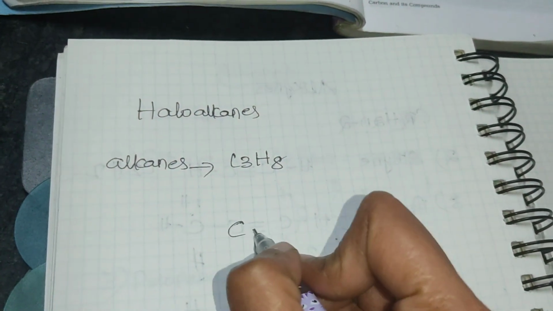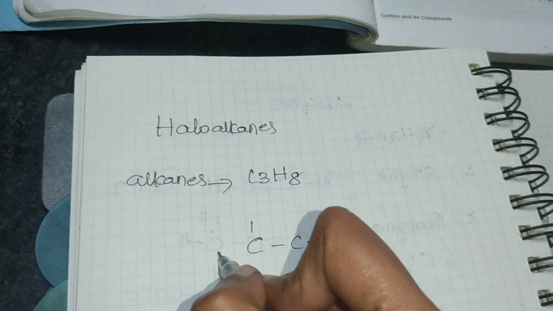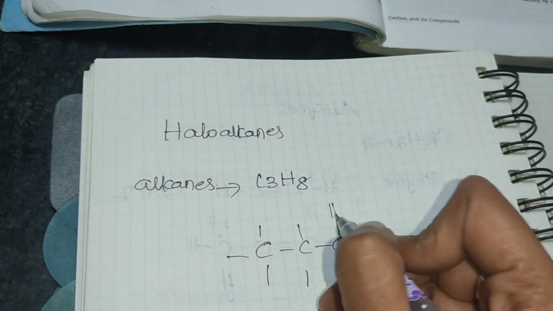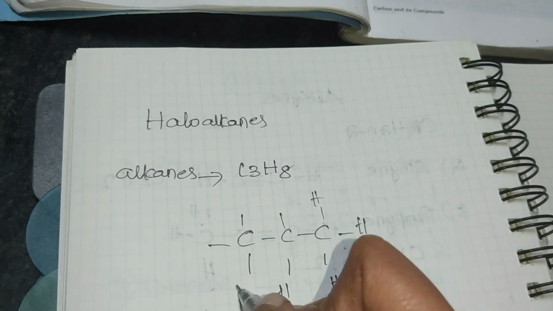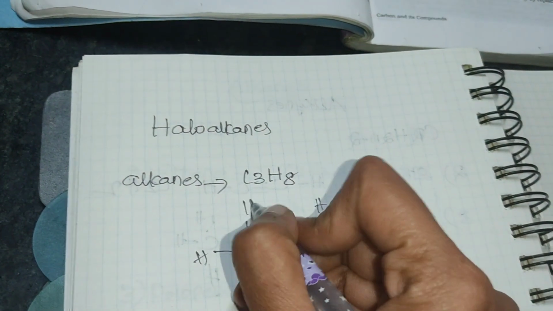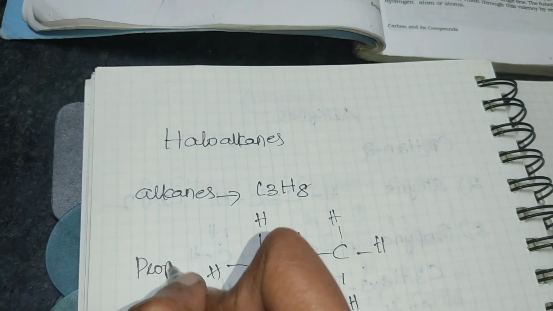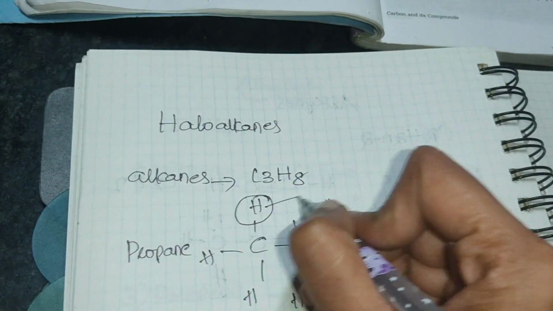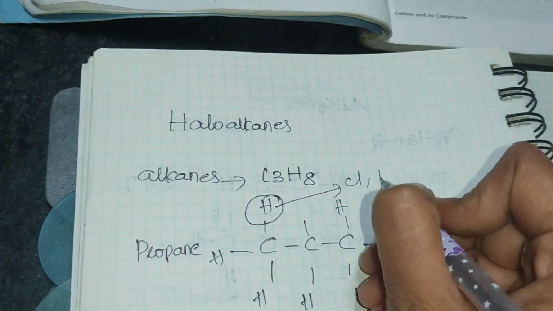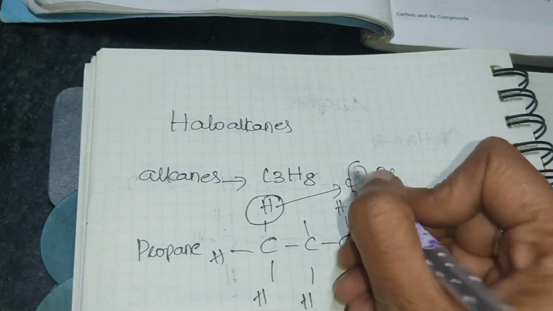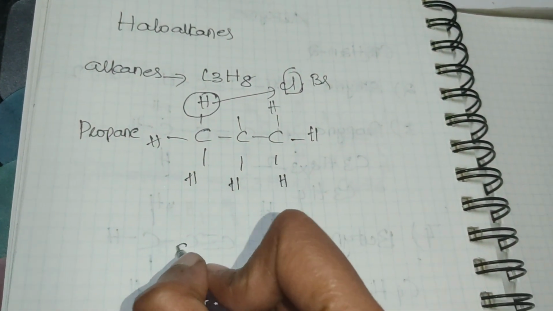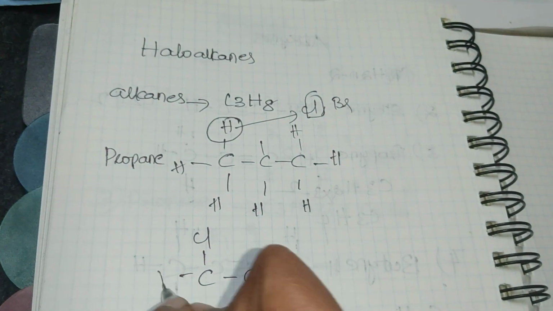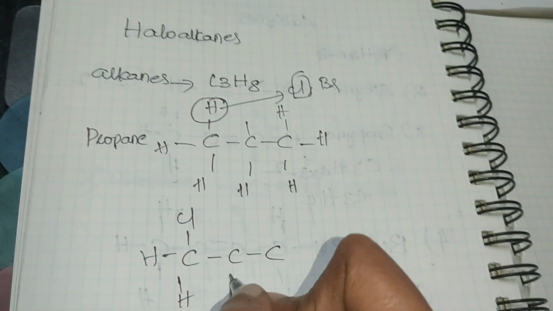So let's write the structure. 1, 2, 3, 4, 5, 1, 2, 3, 4, 5, 6, 7, 8. So this is propane, and one of the hydrogens is replaced with a halogen like chlorine or bromine. Let's take chlorine here. So we can write like this: propane with 1 chlorine attached in the place of hydrogen.